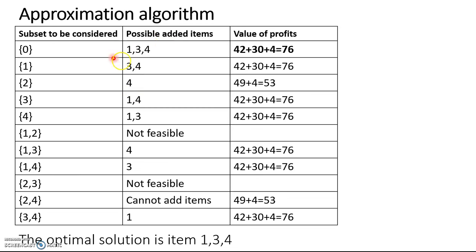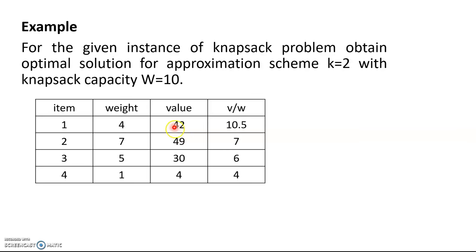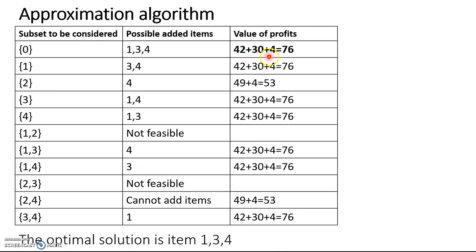And this is what is given in this column. The third column shows the values of these 3 items. For example, for item 1 I have the value 42, item 3 is 30, and item 4 is 4, and these values I have added and put as the total weight and total value.